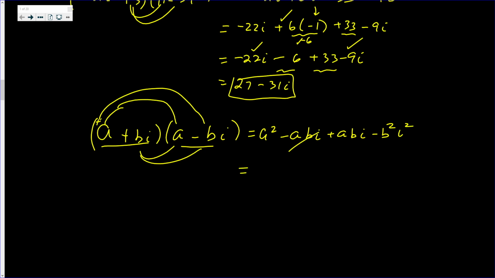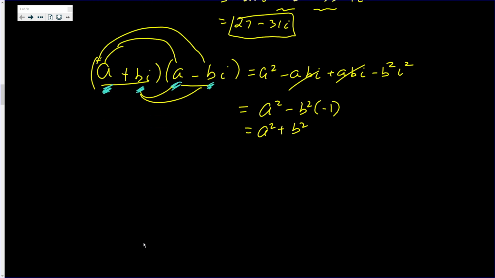So if you take away this, whatever it is, and you add it back, it's gone. So you have a squared minus b squared times i squared, which is negative 1. That is, you have a squared plus b squared. Oh, you mean when you multiply complex conjugates, you get the first squared plus the second squared. You get this squared plus that squared. And that formula is quite helpful.